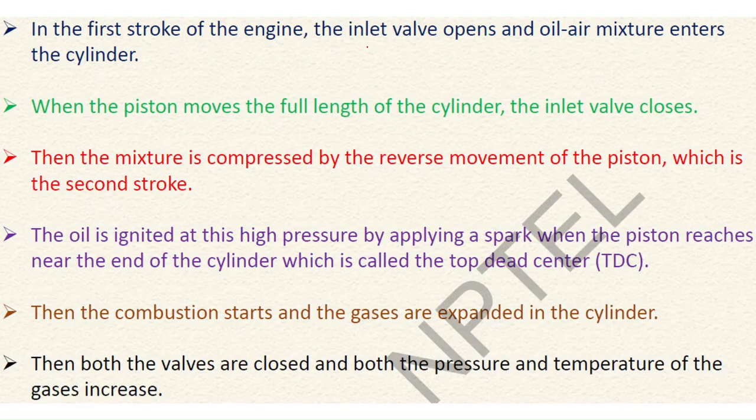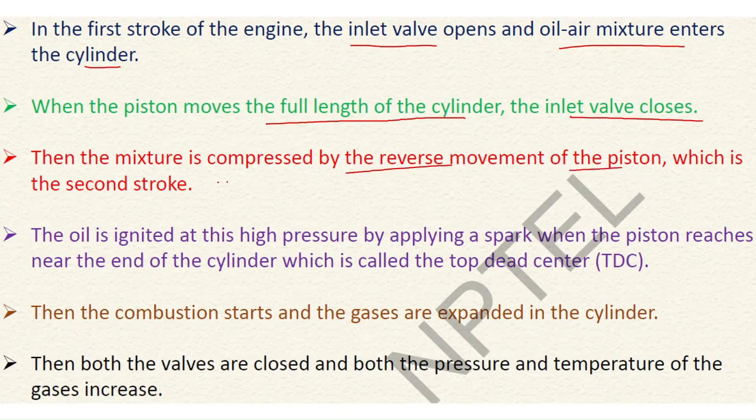In the first stroke, the inlet valve opens and the fuel air mixture enters the cylinder. Okay. When the piston moves the full length of the cylinder, the inlet valve closes. The mixture is compressed by the reverse motion of the piston, which is the second stroke. The air fuel mixture gets compressed. Then, due to this compression, the fuel is ignited at high pressure by applying a spark when the piston reaches near the end of the cylinder, which is the top dead center. Okay. The combustion starts and the gases start to expand inside the cylinder.